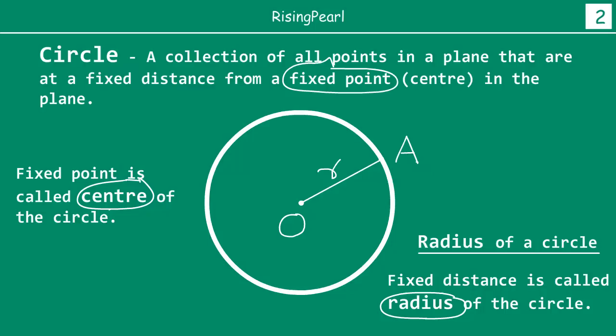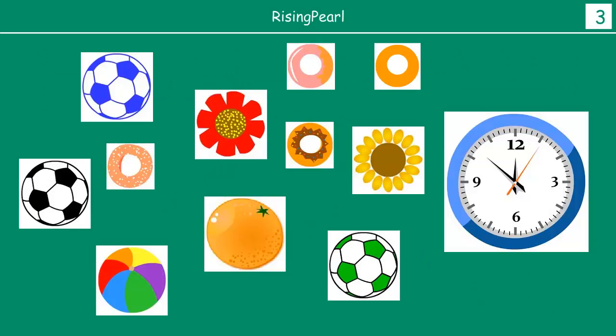So why do we really need to know about circles? Because there are so many everyday life objects that we see. Soccer ball, bagel, orange, wall clock, flowers, etc. They all look like this round circle shaped. So we need to know more about circles.